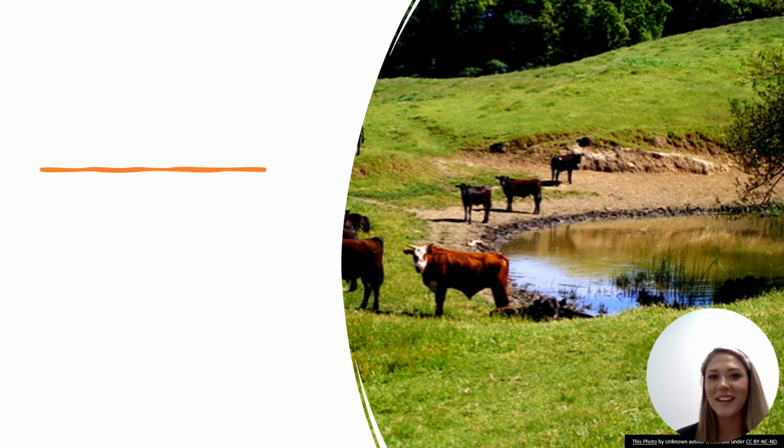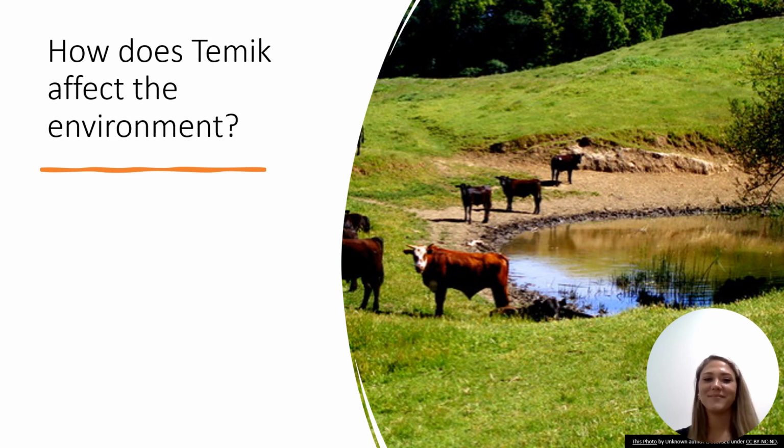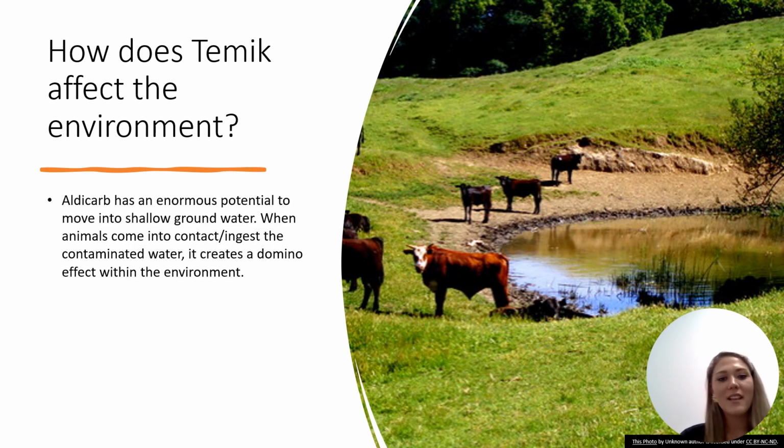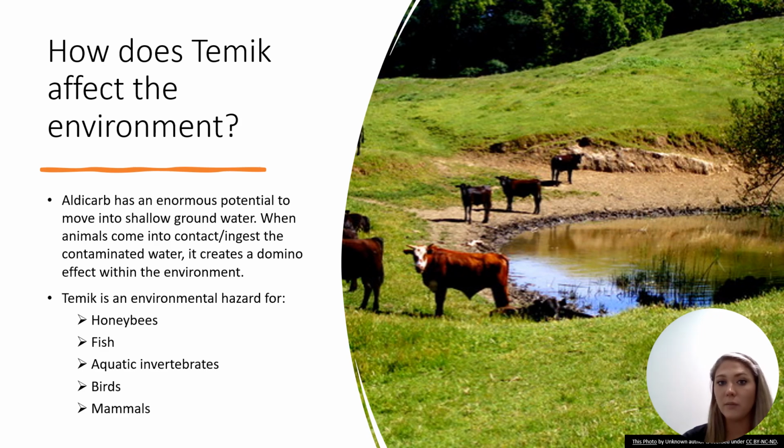This next question that we're going to answer is definitely something that an environmental toxicologist would ask. You guessed it: how does Temik go about affecting the environment? So aldicarb has an enormous potential to move into shallow groundwater. Well, when animals come into contact with and ingest this shallow groundwater, it creates a domino effect within the environment. Temik is an environmental hazard for several different animals, but to name a few, honeybees, fish, aquatic invertebrates, birds, and mammals are all highly affected by Temik.